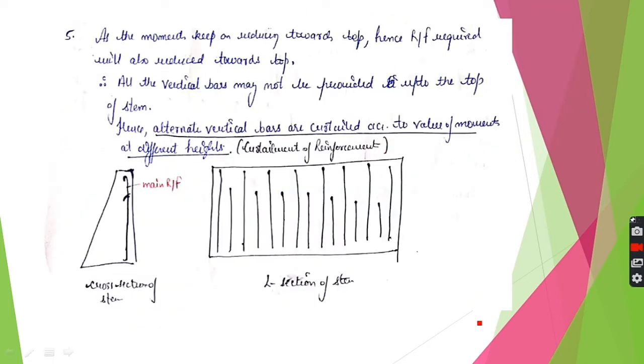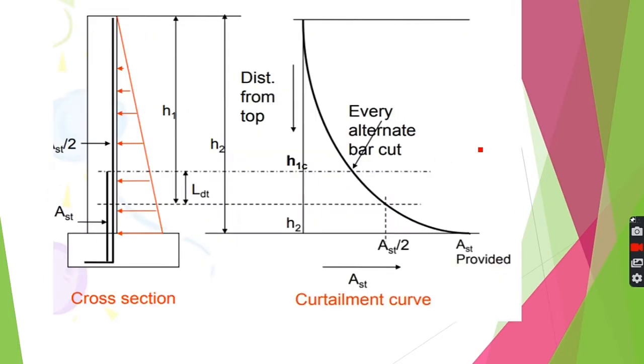Now a very important concept which you have studied before is the curtailment of reinforcement. As I have mentioned earlier, this is a cantilever, so maximum moment will be at the base and it will continue towards the top. I will show you in this diagram. If this is the earth pressure diagram, then maximum moment will be here and it will continue to decrease towards the top.